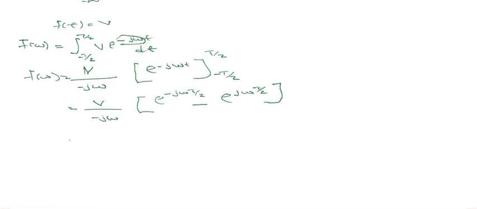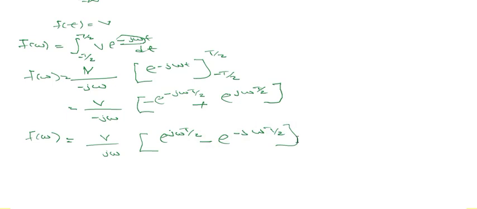Now bringing this negative inside, because we want our expression to be neat, we are going to have v over j omega, open brackets. If this should multiply this, that means this one is going to be positive, here is going to be positive, and here is going to be negative. So we are going to have exponential j omega t over 2 minus exponential minus j omega t over 2.